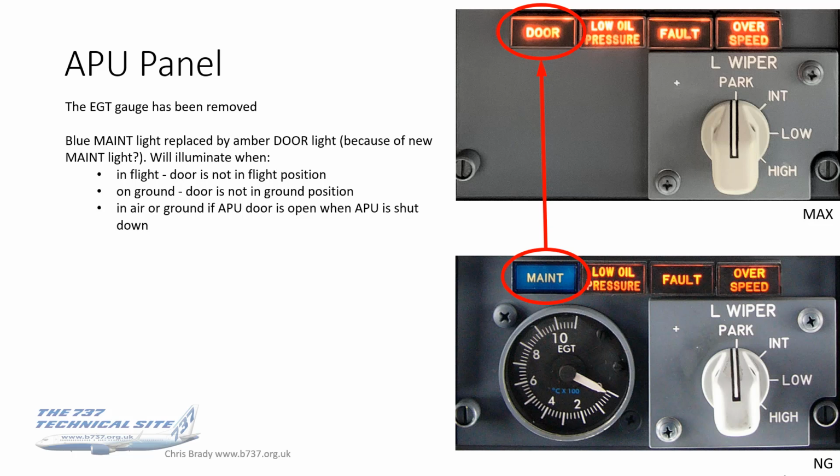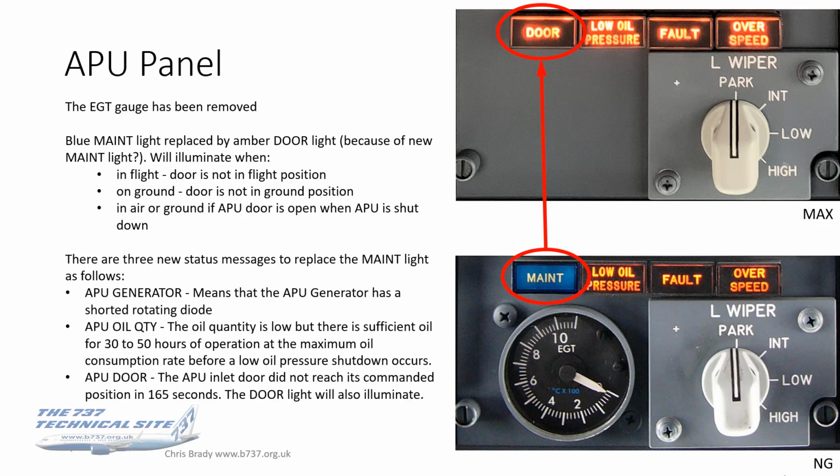My theory is that because the scope of the PSEU light on the Max was extended to other maintenance functions, one of them had to give, and it was this one. So this one is now called door, and it's amber. This will illuminate when either in flight the door's not in the in-flight position, on the ground the door's not in the ground position, or on the ground if the door's open but the APU is shut down. So there you go. This light is now purely about the door.